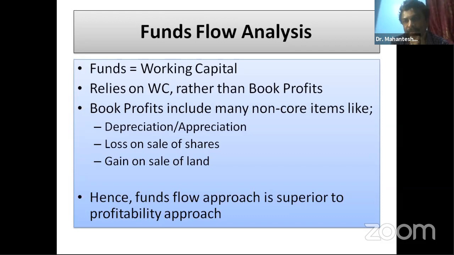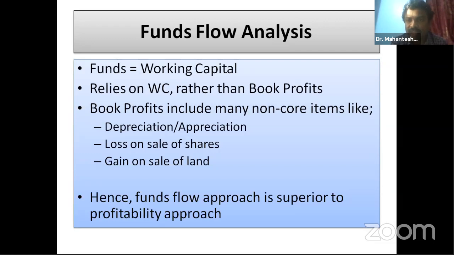ಏನಪ್ಪಾ ಇದು ಅಂತಂದ್ರೆ, ಈ ಫಂಡ್ಸ್ ಫ್ಲೋ ಅನಾಲಿಸಿಸ್ ನಲ್ಲಿ it does not believe in the concept of the profits. Net profits anta ಏನು ನಮಗೆ ಪ್ರಾಫಿಟ್ ಅಂಡ್ ಲಾಸ್ ಅಕೌಂಟ್ ಅಲ್ಲಿ ಬರುತ್ತೆ, ಅದನ್ನ ನಾವು we don't believe that, we don't trust on that, we don't rely on that. Rather, we believe in the funds.